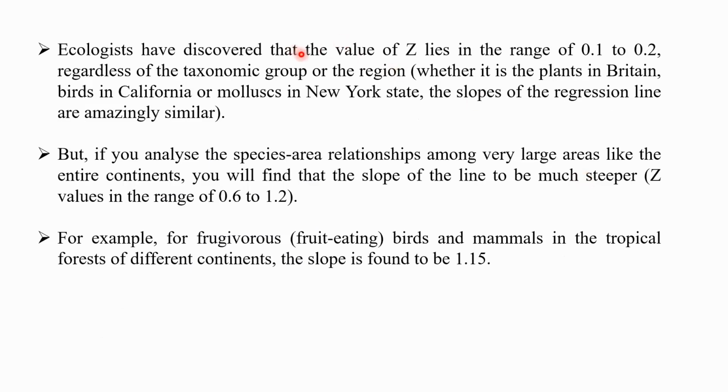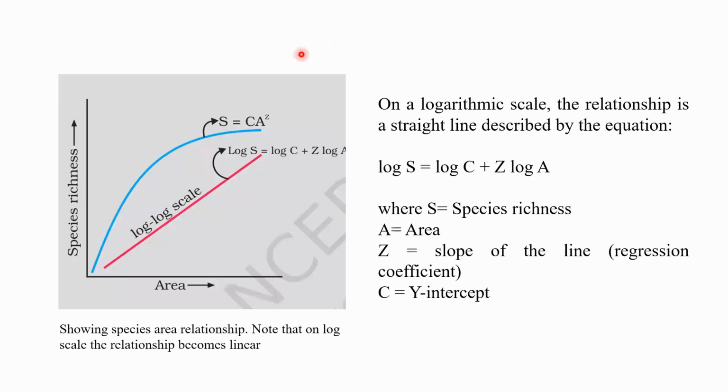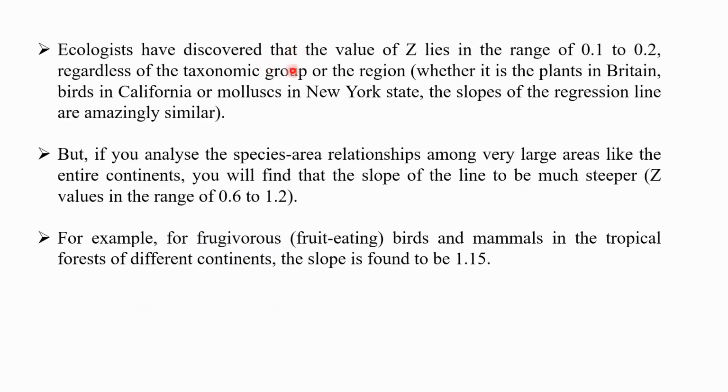Various ecologists have tried to calculate the value of Z to know about the species richness relationship with the area. Ecologists have discovered that the value of Z lies in the range of 0.1 to 0.2, regardless of the taxonomic group or the region, whether it is plants in Britain, birds in California, or mollusks in New York State. The slope of the regression line is very similar, irrespective of the taxonomic group or the region in which these organisms exist.